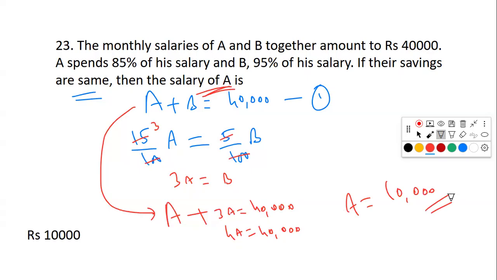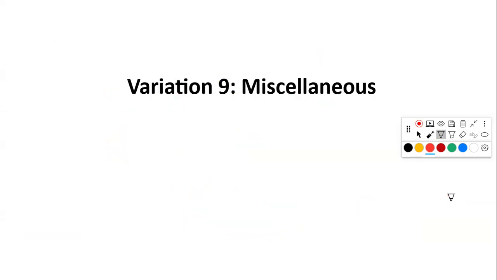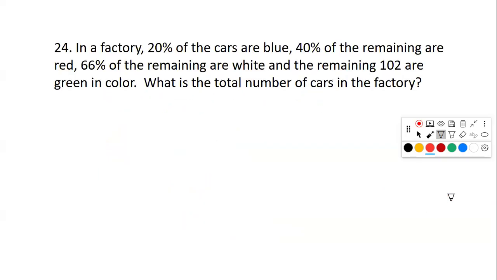So by framing the equations, you can solve this. Yeah, perfect. So please remember the fundamental thing: if two variables are there, you have to have two equations. Then only you will be able to solve it. Okay, so let's try some miscellaneous questions. Try this one.